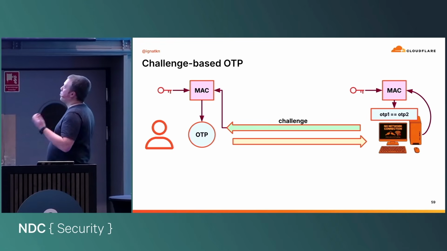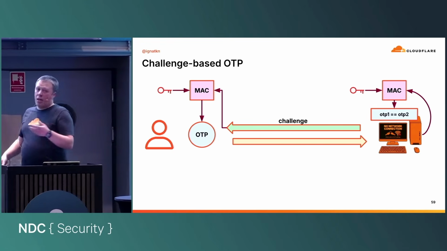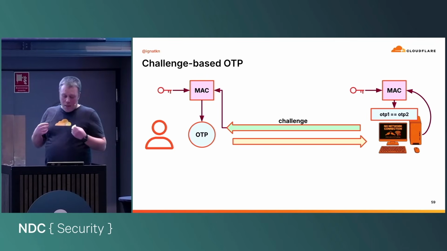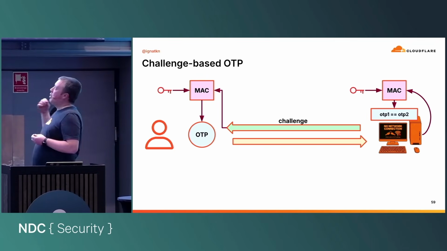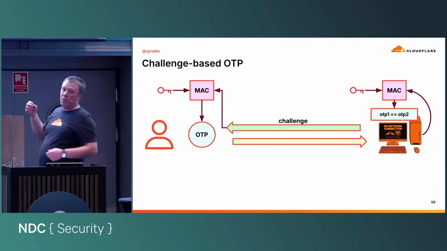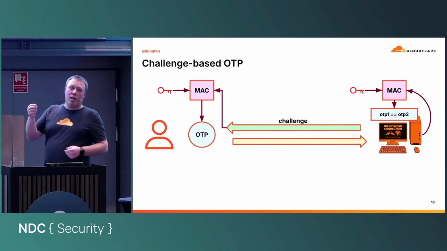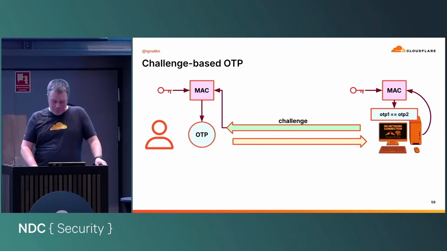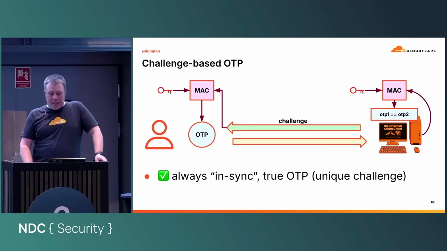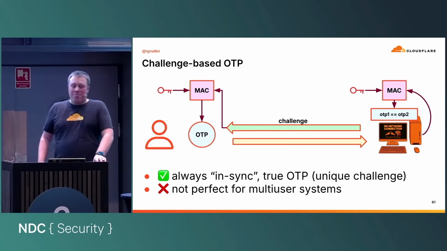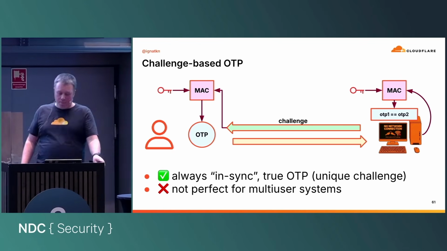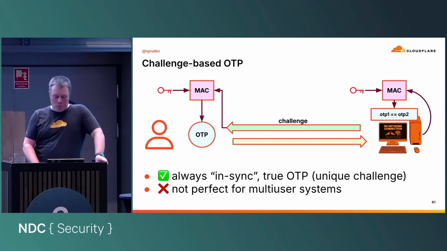So this is much better, because now there is no state to keep in sync, and it's actually a truly one-time password, because if we ensure that the server keeps sending a unique challenge every time, the OTP will be truly unique and used one time, right? So it's always in sync and a true OTP, assuming a unique challenge. But it's not really perfect for multi-user systems. And I'll explain in a bit why.